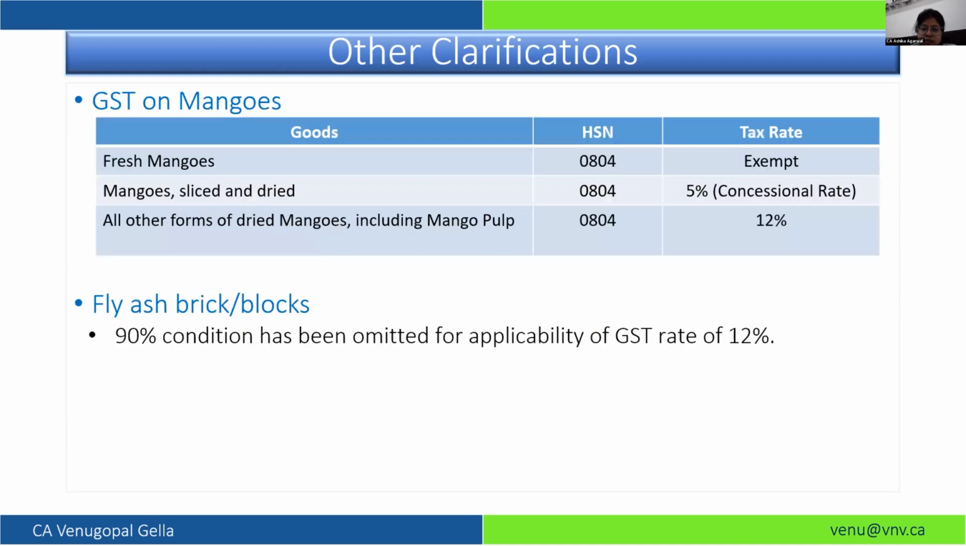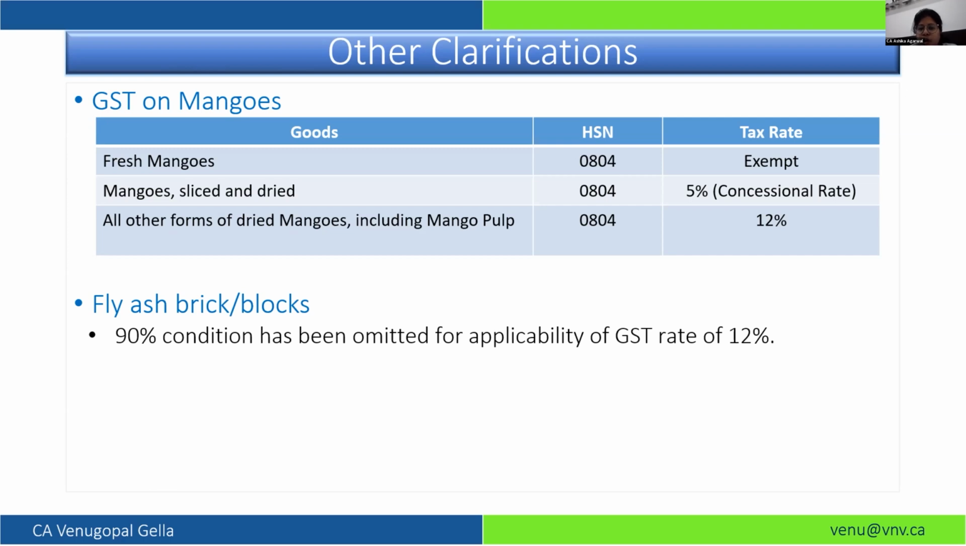GST on mango. Obviously, fresh mango is an agriculture produce, so there is no GST. But if it is sliced and dried, then a concessional GST rate of 5% is applicable. Other than this, GST at the rate of 12% is leviable on mango.